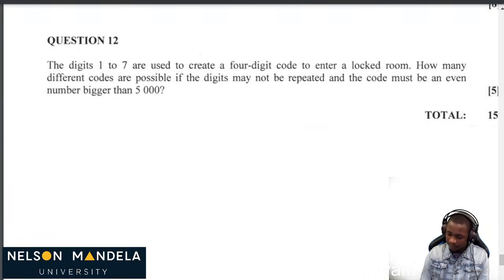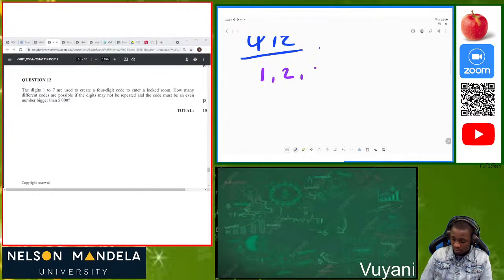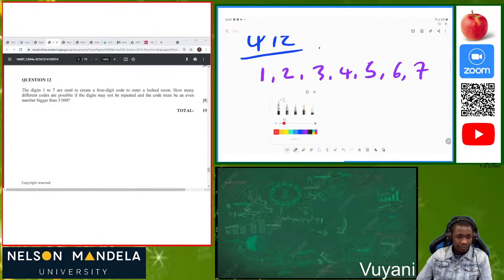On question 12, I want us to do it step by step. We are having the numbers from 1 to 7: 1, 2, 3, 4, 5, 6, and 7. Now, they are saying that the digits 1 to 7 are used to create a 4-digit code to enter a locked room.